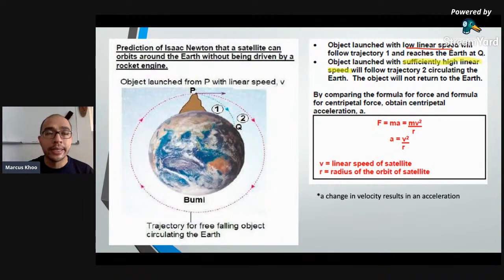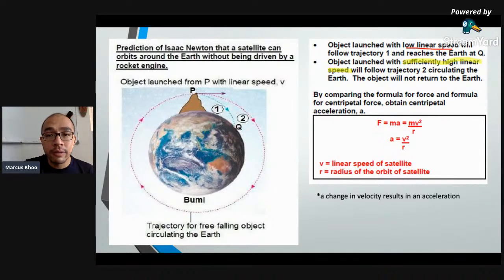You want to launch a satellite and have it continue to go around, so you don't have to worry about whether the satellite is going to fall. Because the centripetal force is the one that makes it go around and around. But in order to make sure that it has enough centripetal force, you need to have a certain centripetal acceleration.